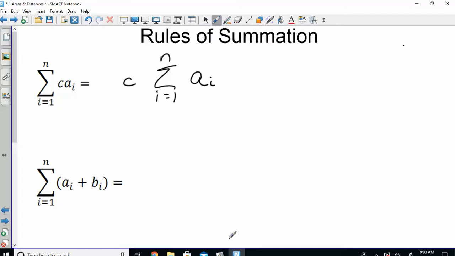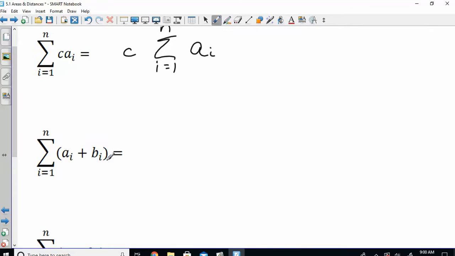Second rule. If you have terms being added together, you can do the sum of each individually and add those sums together. So these rules should be kind of similar to the rules that we had with limits and derivatives. So if you remember those and you just recognize similarities, you're not really memorizing anything new right now.